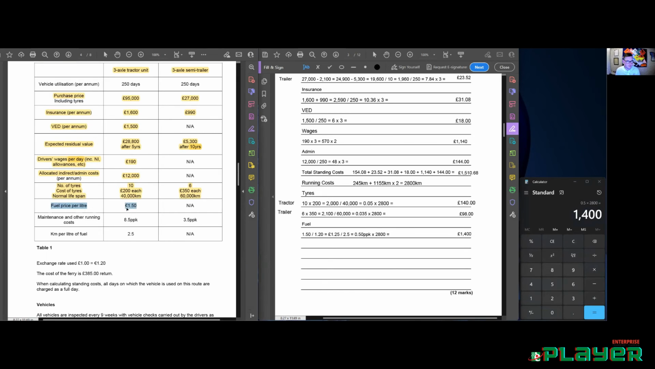Right, so I've done my fuel, fantastic. No need to work anything out for the trailer because you obviously don't put any fuel in the trailer. So the only other thing to work out here is the maintenance, because that's listed in there as well. And I think I mentioned during the week that they generally always give you one. They give you at least one. And this is the one they've given us in this case. They've told us it's 8.5 pence per kilometre.